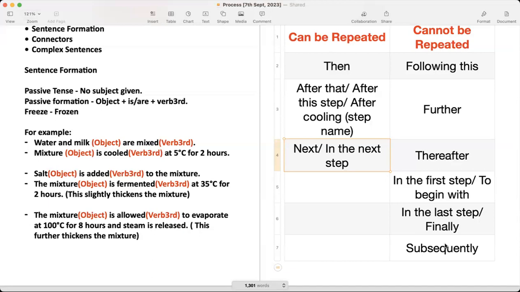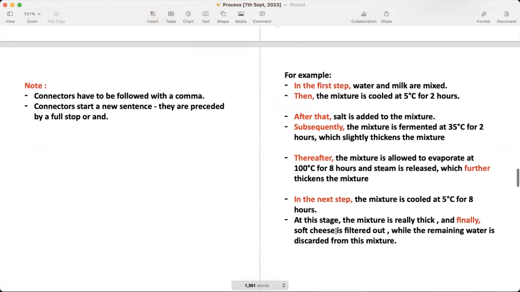Is this part clear? Yes, sir. Yes, sir. I'll share the file with you. You don't need to worry. You don't need to write it down. I'll share the file with you. Okay, let's go to the next part.